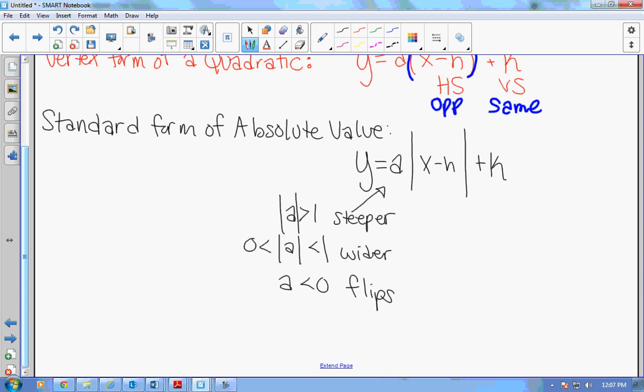All right. Any ideas what this H does inside the grouping? It's horizontal shift. It's the same. And the K? Vertical shift. And guess what? The grouping, this time is absolute value, but it's within the function, the absolute value function, so that has to be opposite. After the function's ended, if we have an additional plus K, that's same. So whenever you see it within a grouping, that's opposite.